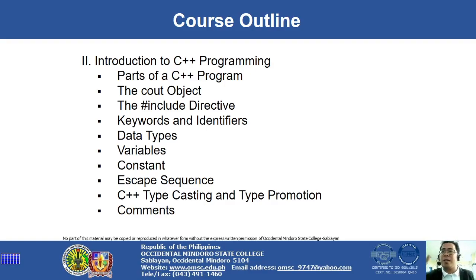Okay? So, another one, on the lesson 2, we have Introduction to C++ Programming. So, identify natin yung parts of the C++. So, the cout object. Ano ba yung cout object? We have the number include directive. Bakit kailangan ng number include directive? We have the keywords and identifiers. So, what is the difference between the keywords and identifiers?